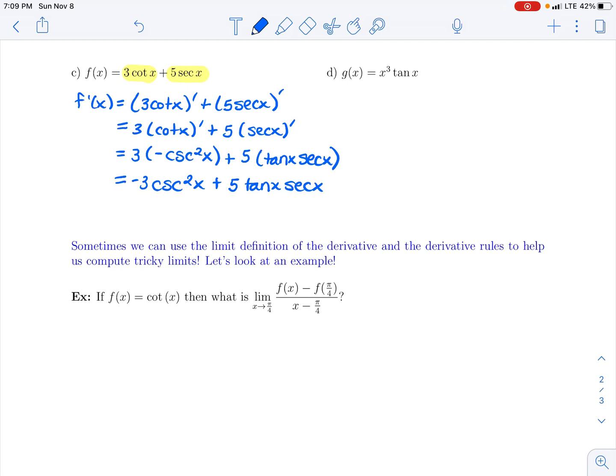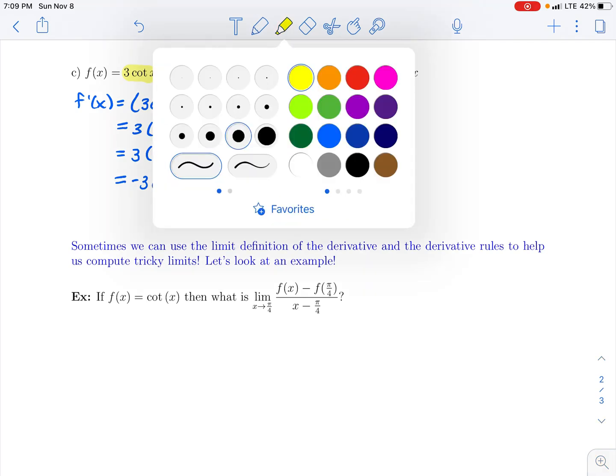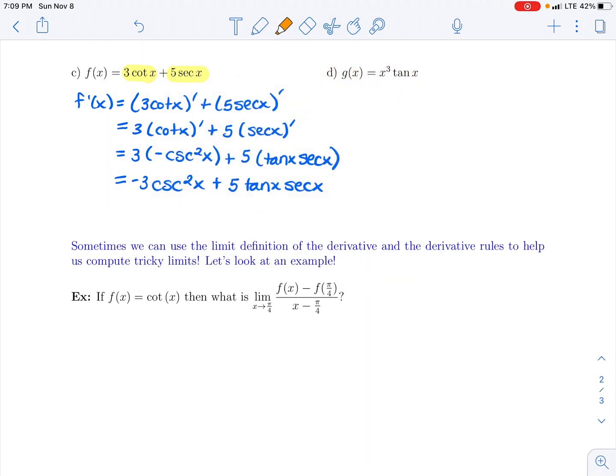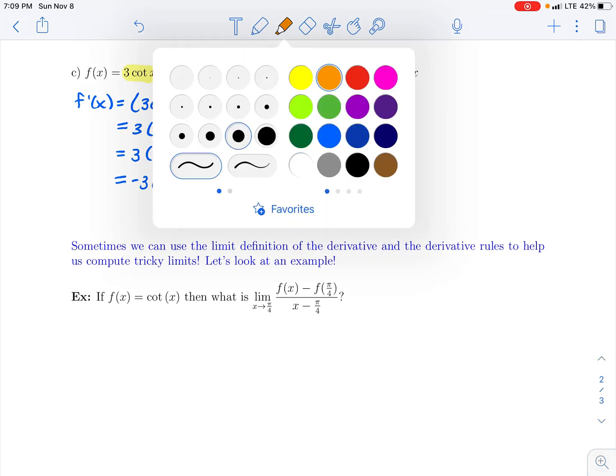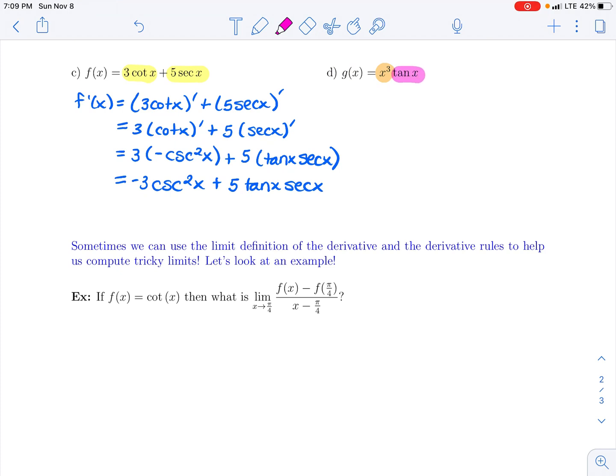Okay, so now when we look at part D though here, what do you notice? We don't have like a function plus a function or a function minus a function. We have a function multiplied by another function, right? I have x cubed times tangent x, so that indicates to me that I should use the product rule.